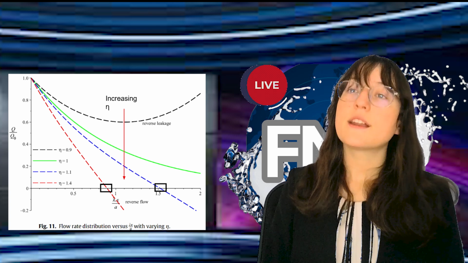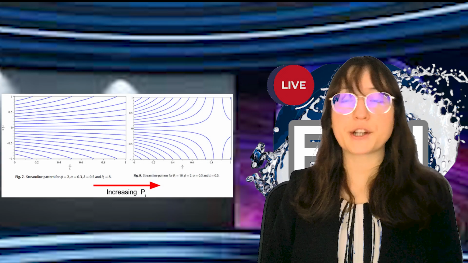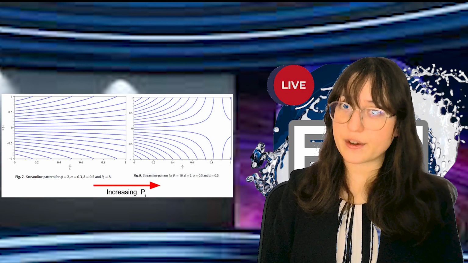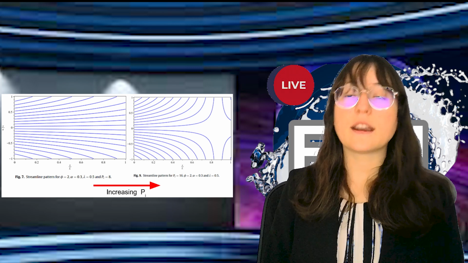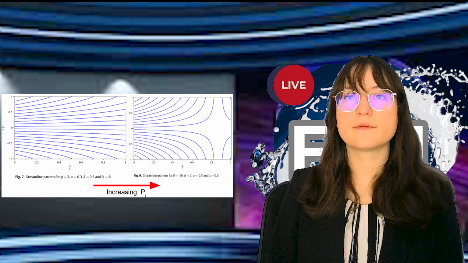And indeed, this was seen in the streamline graphs, when the value of the inlet pressure was increased, and thereby increasing the value of eta, and a region of reverse flow appeared within the channel.